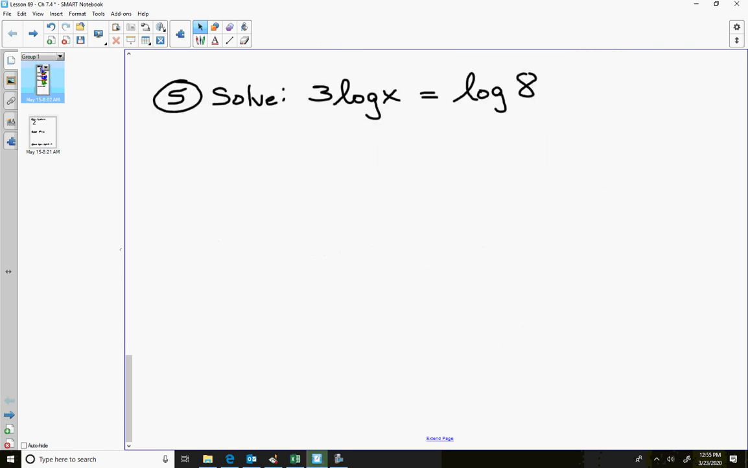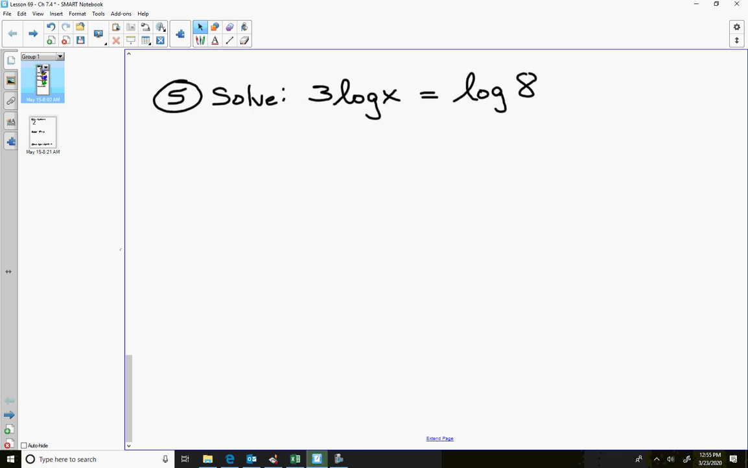Alright, next problem, number 5. Now I've only got one thing on the left, and I've only got one thing on the right, but this time I got that extra 3. That 3 is screwing things up. It's in the way. How do I get rid of it?